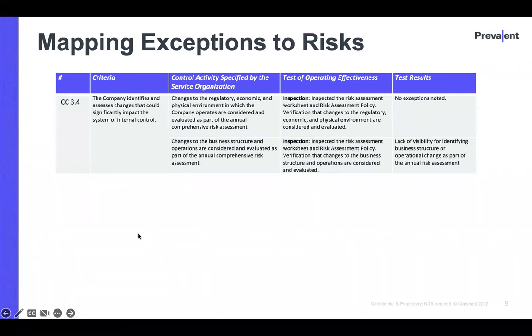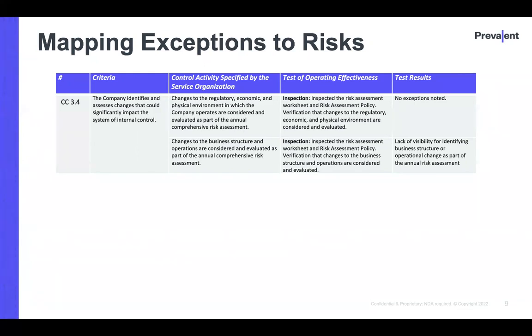So in the first case, if you look at the control activity, the company identifies and assesses changes that could significantly impact the system of internal control. And the organization has stated that changes to the business structure and operations are considered and evaluated as part of an annual risk assessment. So the organization considers business and operational change as part of its wider risk assessment program and risk registers.